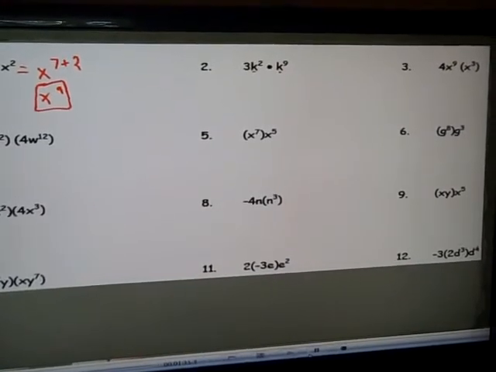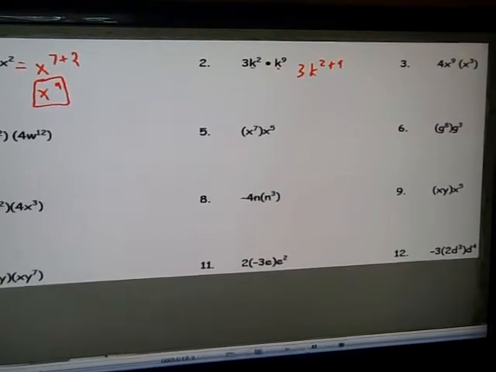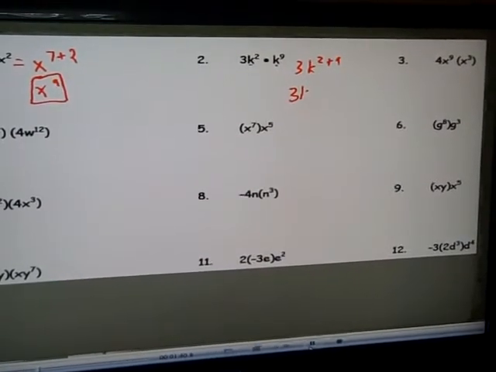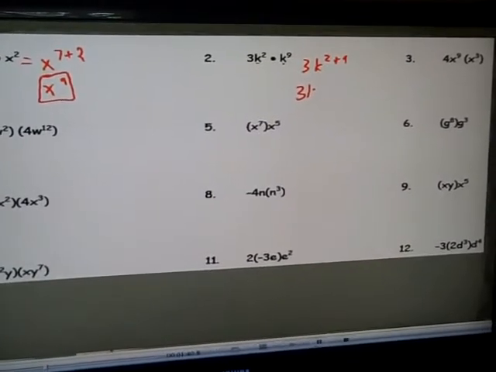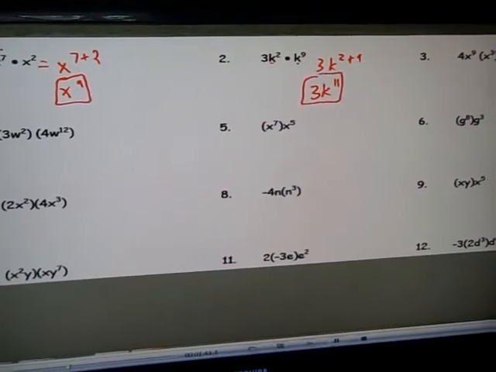Number 2, 3k to the 2nd power times k to the 9th power. The 3 just stays the same, it is not affected by anything. The exponents are combined. 2 plus 9 is 11. 3k to the 11th.